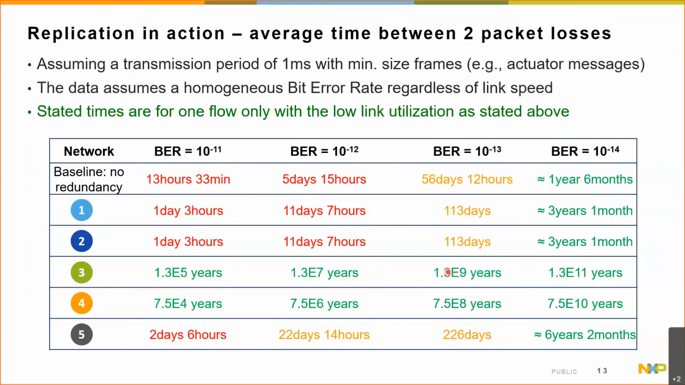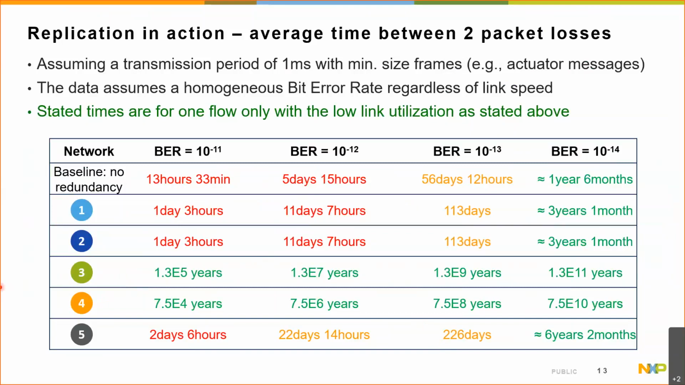The first and main observation is that solutions 3 and 4 are acceptable whatever the BER, even for 10 to the minus 11. The other solutions may very well be deemed acceptable too, but probably for BERs better than 10 to the minus 13. Of course, acceptable is something which is specific to a certain context.